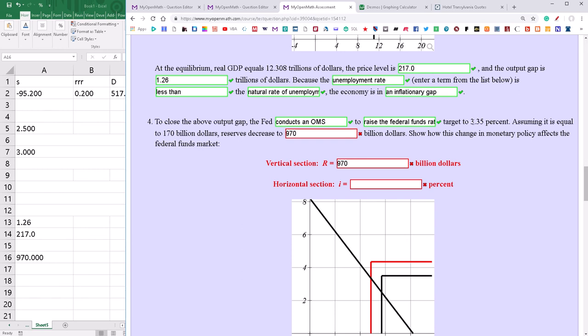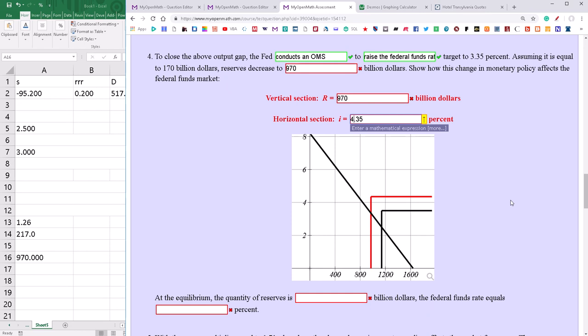Now, because the target is going to be set at 3.35, that means the discount rate is going to be 100 basis points higher, or 1 percentage point higher, at 4.35. Okay? The quantity of reserves in equilibrium will be 970 because the demand curve crosses the new red supply curve on the vertical section. So that vertical section corresponds to $970 billion.